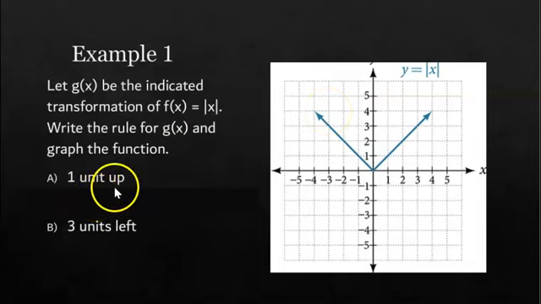This is a vertical translation up 1. So all I'm going to do is on my parent function, I'm going to do +1 right at the end here, outside of the absolute value symbols. So let me show you what all of that would look like.